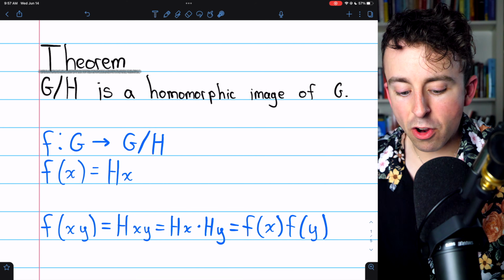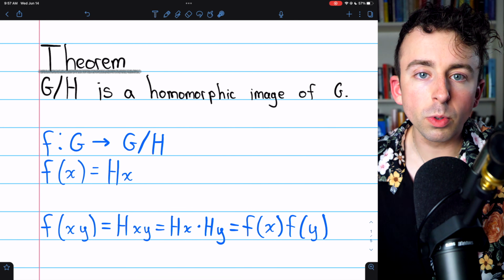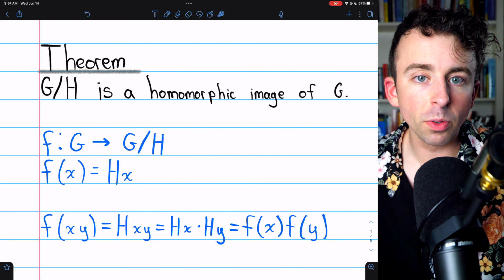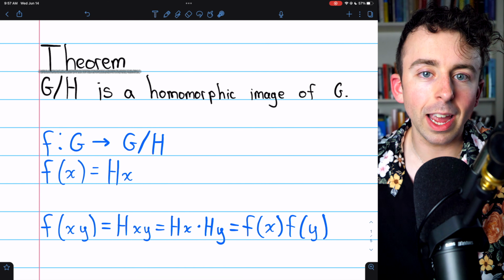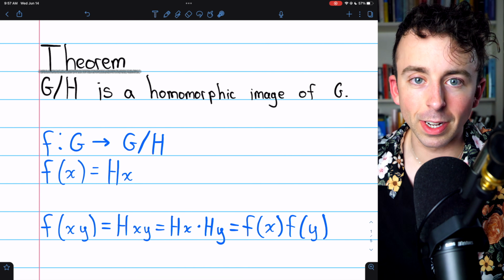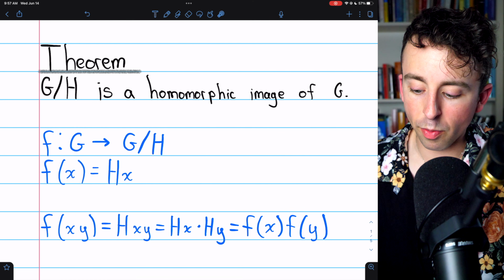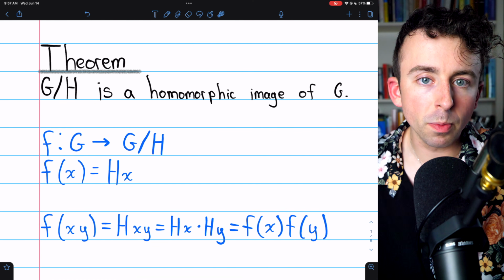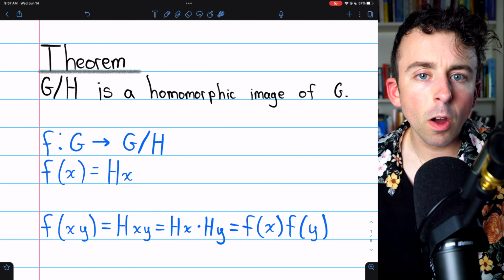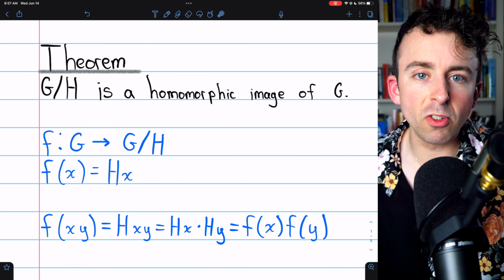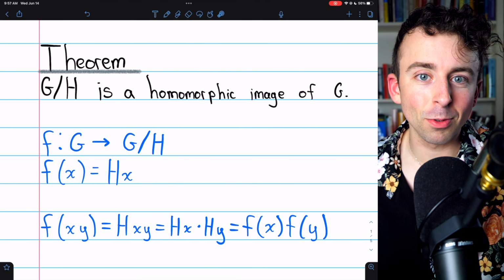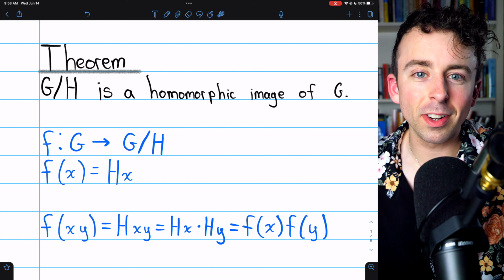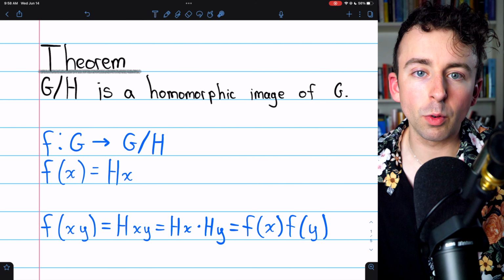And remember, the big theorem here is that these quotient groups, which are created by taking all cosets of a normal subgroup and using the operation of coset multiplication or coset addition, whichever it is, these are homomorphic images of the group G. So then you might ask, are all homomorphic images of G quotient groups? That's a big question, and we will answer that. But before we answer that big question, we're going to look at a few more examples of quotient groups.